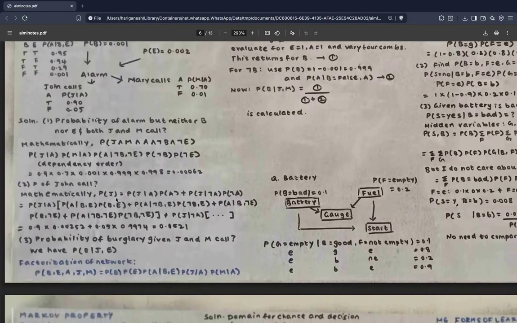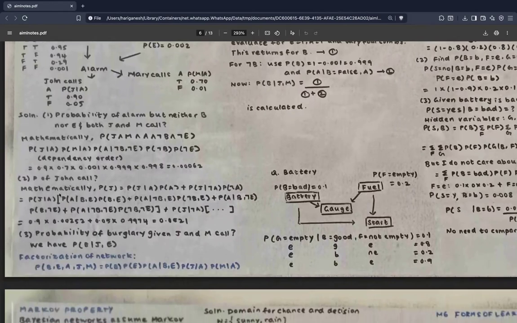So mathematically, probability of John calling will be probability of John calling given alarm times probability of alarm plus probability of John calling given that there is no alarm times probability of no alarm. It is elementary probability that I did not know before writing this. So I'm just going to go ahead and say that anyway. And then you expand all of them.